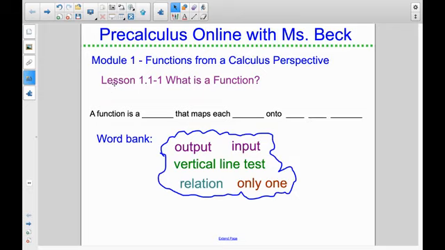Hello and welcome to Lesson 1, Part 1 of Module 1 of Day 1 of Precalculus Online with Miss Beck. Today we're going to be looking at what is a function.